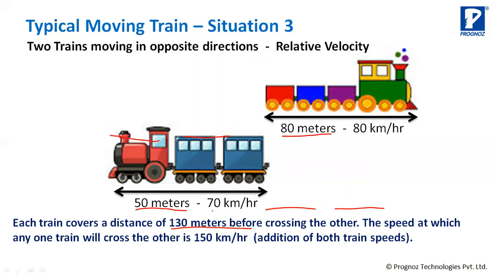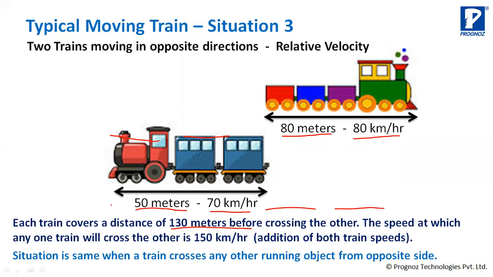It will be the addition of this speed plus this speed. That is, it will become 150 kilometers per hour. This is the addition of both these speeds. And that is why in such situations, the train looks to be passing very fast when you are traveling in the opposite direction. That is not its actual speed, but you feel like that. And the situation is the same when a train crosses any other running object from the opposite side. The situation remains the same, only the directions should be opposite to each other.